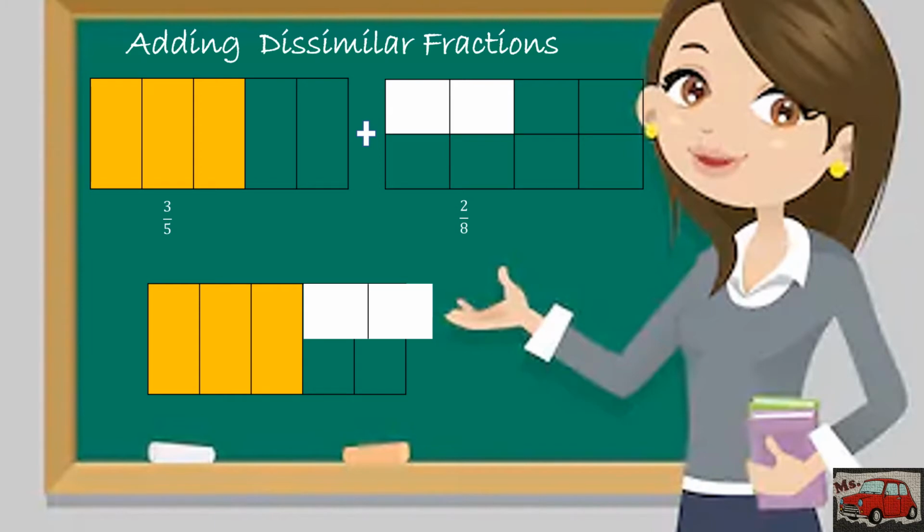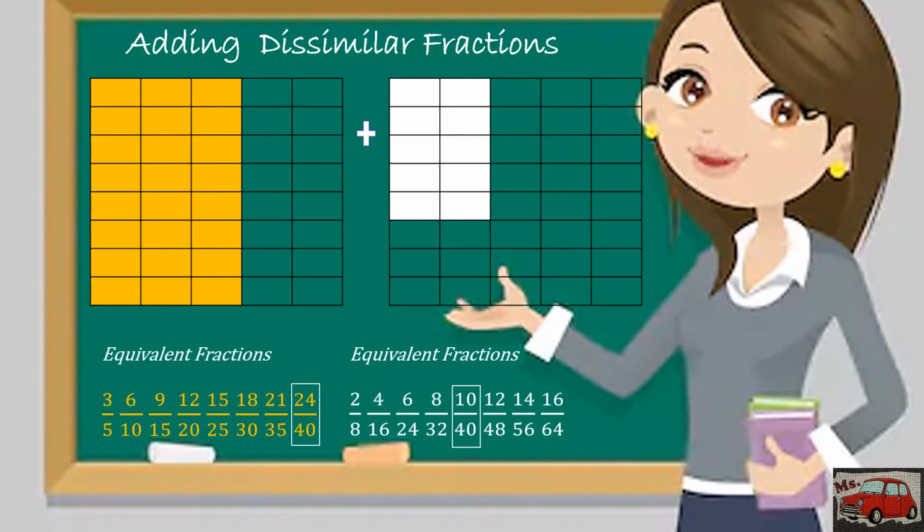So, we have here 3/5 plus 2/8. So, kung mapapansin nyo, kung pagsasamahin natin yung fractions nila, ito yung kalalabasan. Okay? So, hindi natin alam kung paano to babasahin. At the same time, hindi equal yung mga parts nila. Okay? So, let's see kung ano yung susunod nating steps.